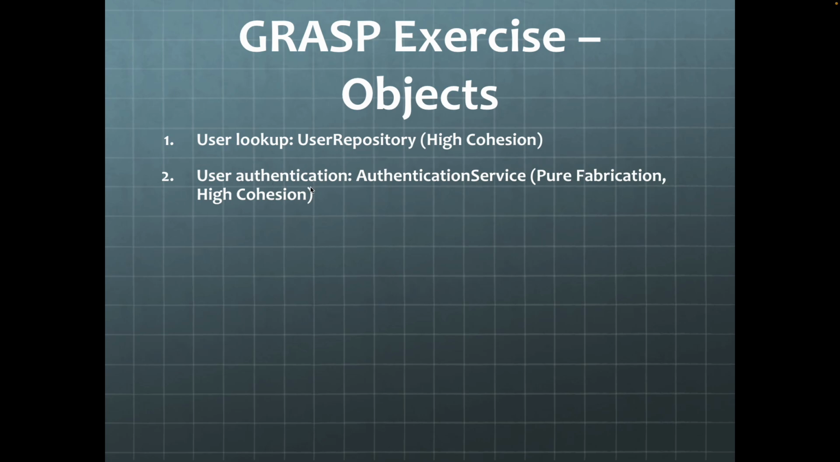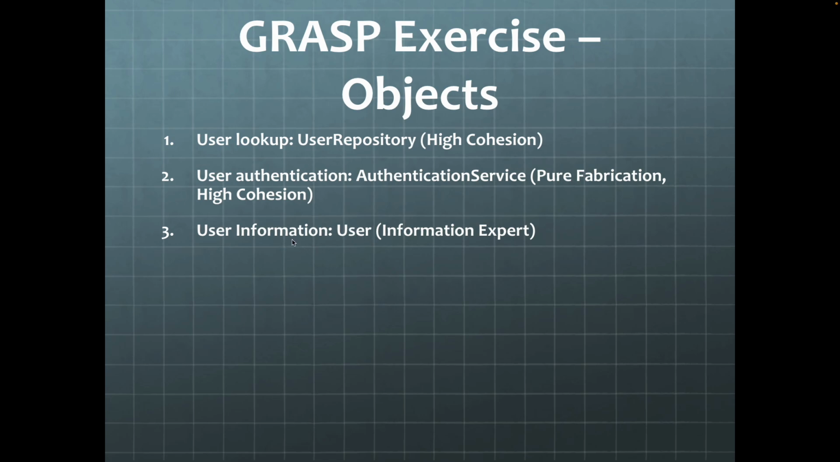And then user authentication could be done using an authentication service. When I worked at Groupon, they had microservices, and we had to talk to a separate microservice to do authentication. That's just an example of where you have to interface with another system. So it's a bit of a pure fabrication, and also high cohesion, meaning it's focused on authentication.